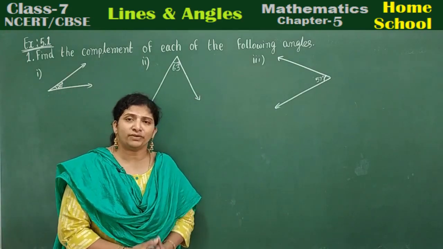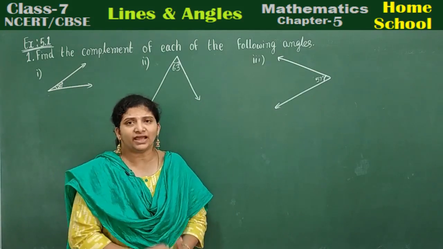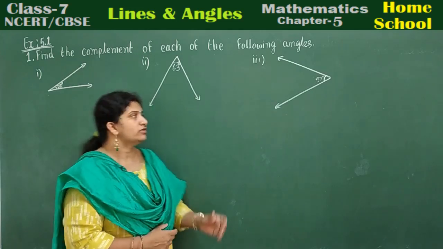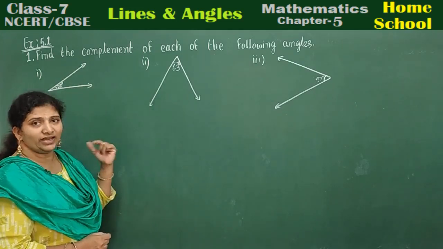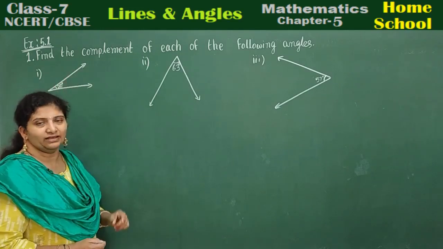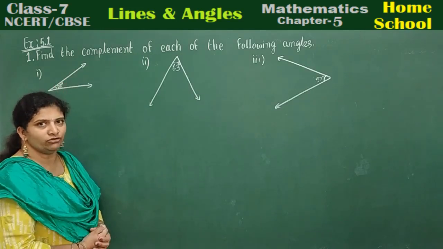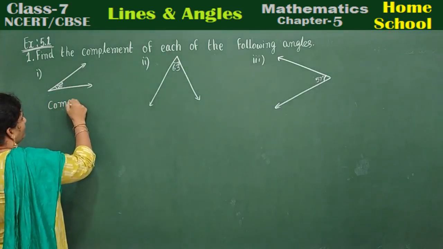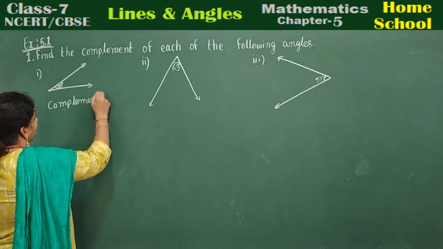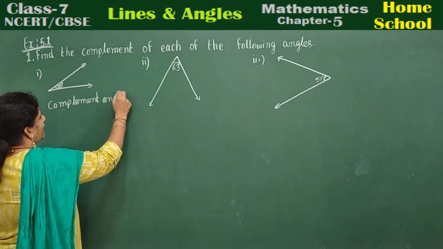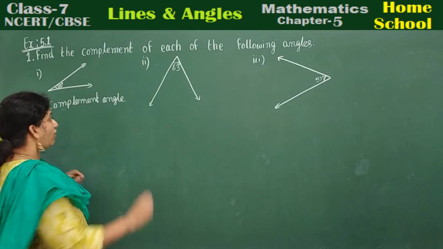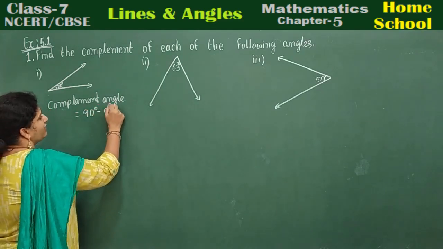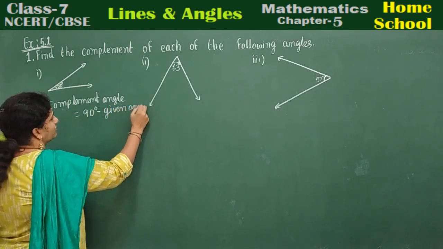Children, you know what is a complement of an angle? Complementary angles: the pair of angles sum will be 90 degree. They have given one angle. You need to find the complement of this angle, another angle, what it is, you need to calculate. You can just remember here, complement angle, how can you find? That is, complement angle is equal to 90 degree minus given angle. Easy to remember.